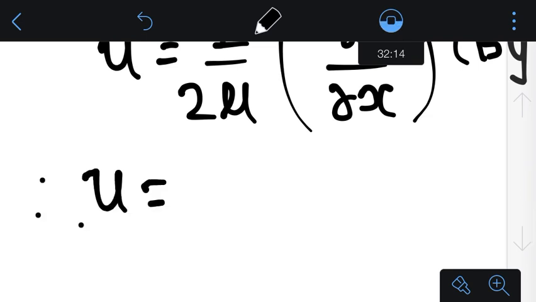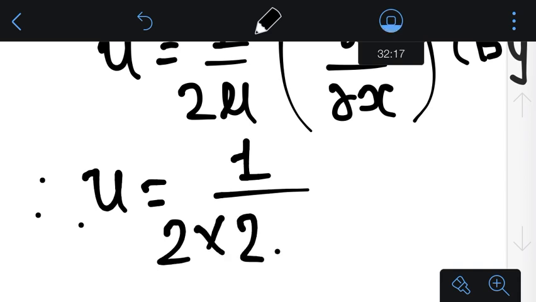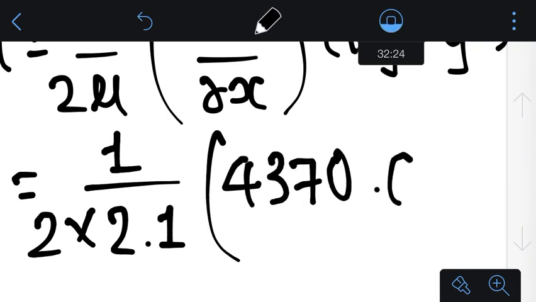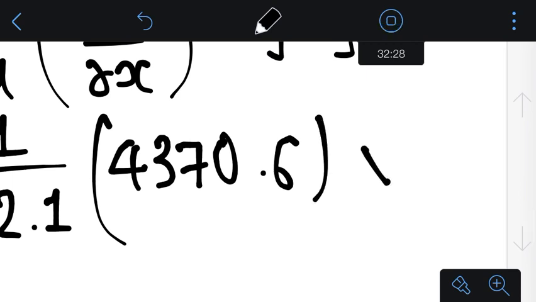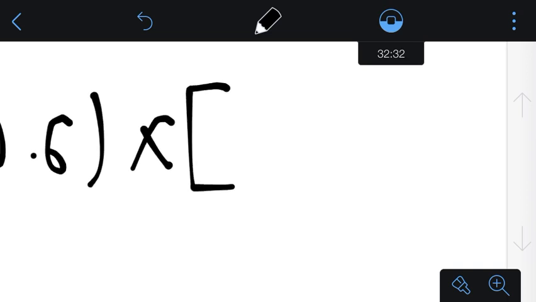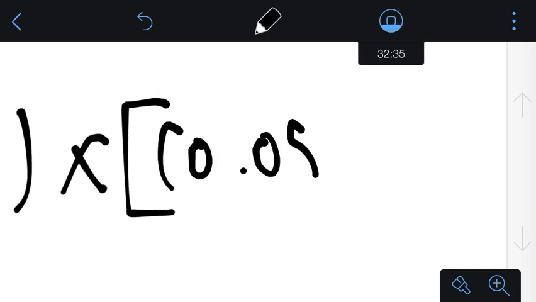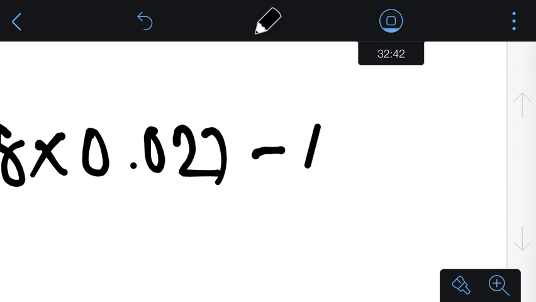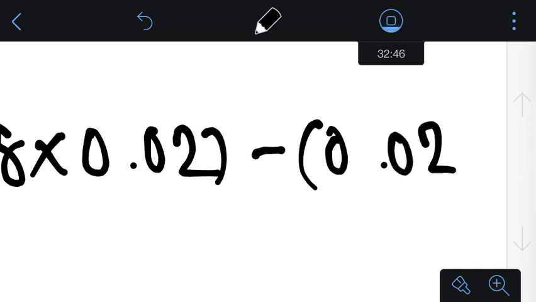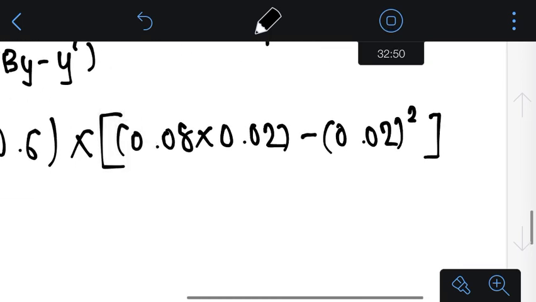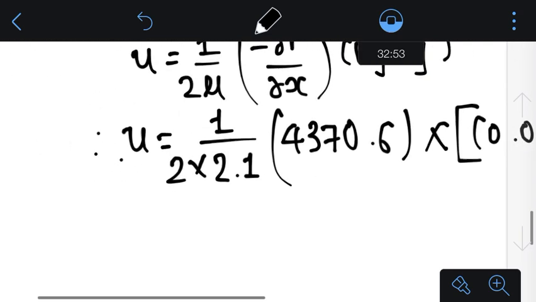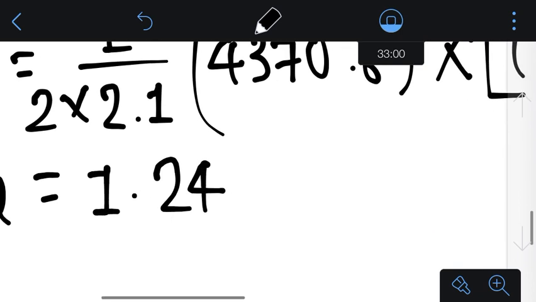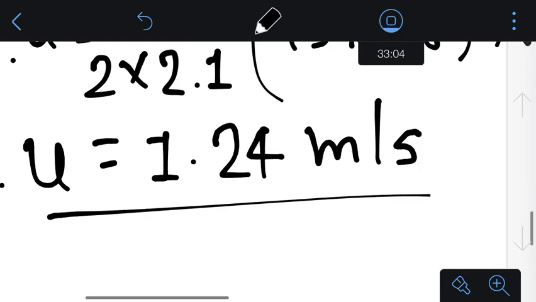So we can simply put the values and we can get the answer. Substituting all respective values: 1 upon 2 into mu, which is 2.1, into 4370.6, yes, this was the value, into (b, which is 0.08, into y, which is 0.02, minus y square, that is 0.02 square), bracket close. So we have substituted the values in this equation and we can calculate this term, and after calculating, your value of u will come as 1.24 meter per second, right?